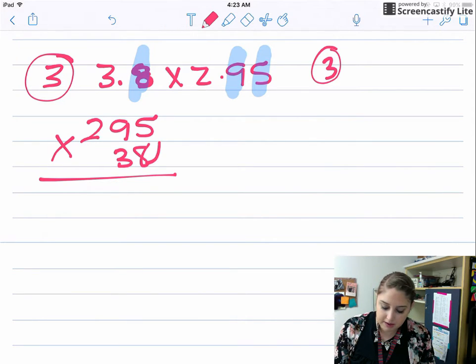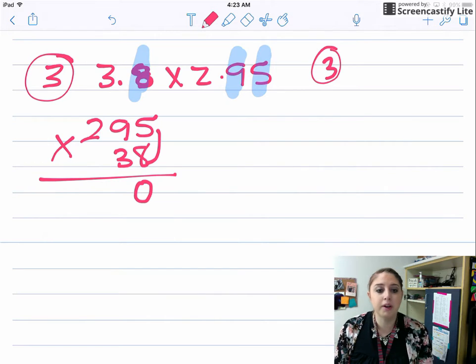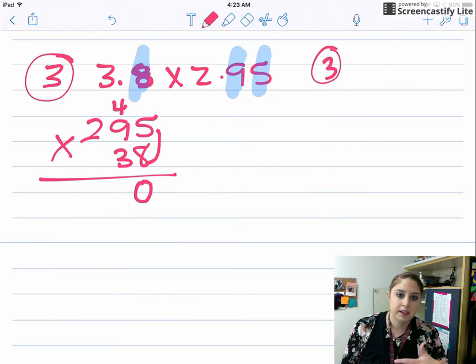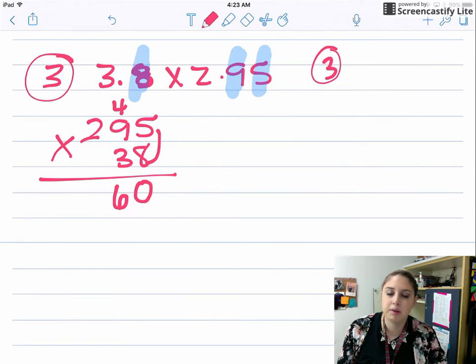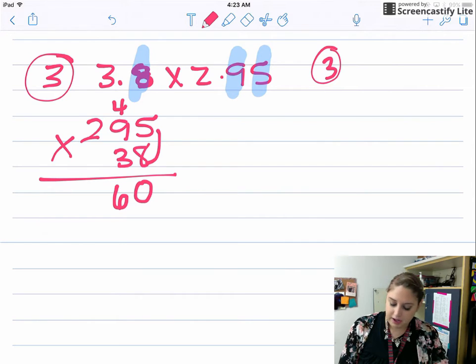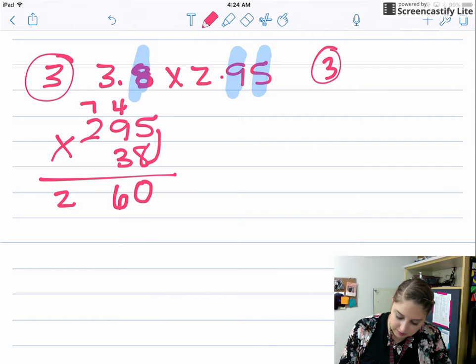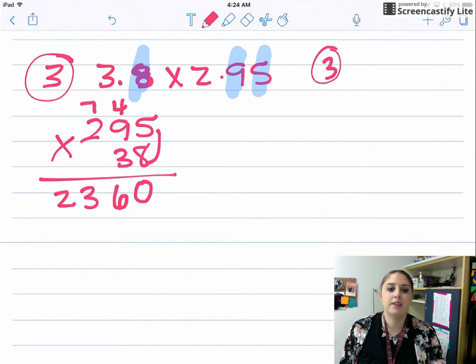What I mean by that is you're going to take 8 times 5 and you're going to put that 40, the 0 down below, and a little 4 at the top. Now I'm going to take 8 times 9, which is 72, plus 4 is 76. This is why knowing your multiplication facts is so important, you guys. All right, where was I? 76, carry the 7. 8 times 2 is 16, and 16 plus 7 is 23. Whew. Okay, so I've gotten that part.